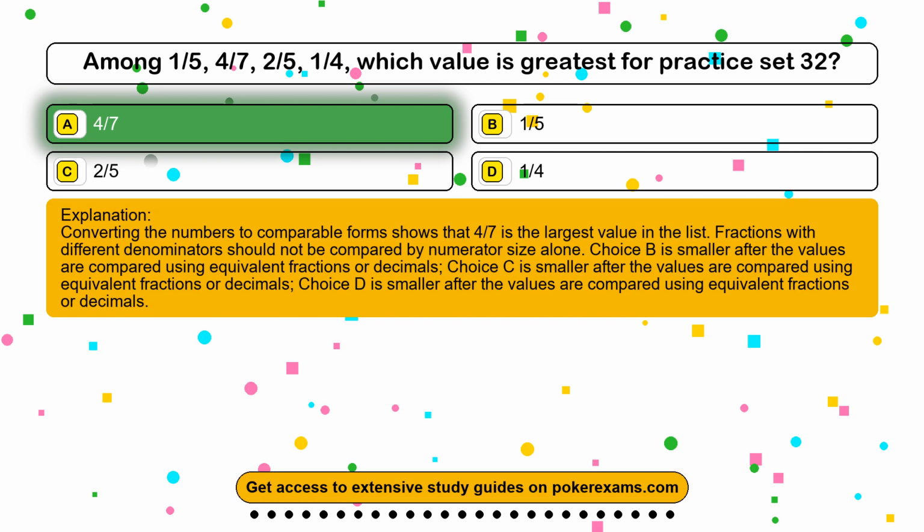Converting the numbers to comparable forms shows that 4/7 is the largest value in the list. Fractions with different denominators should not be compared by numerator size alone. Choices B, C, and D are each smaller after the values are compared using equivalent fractions or decimals.